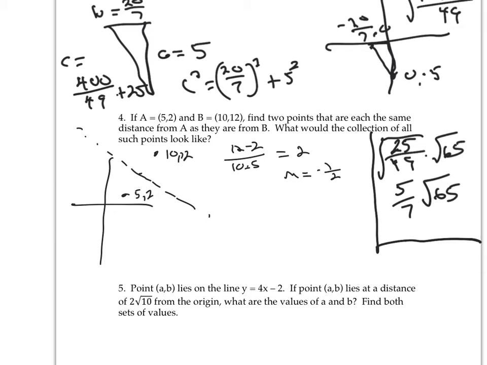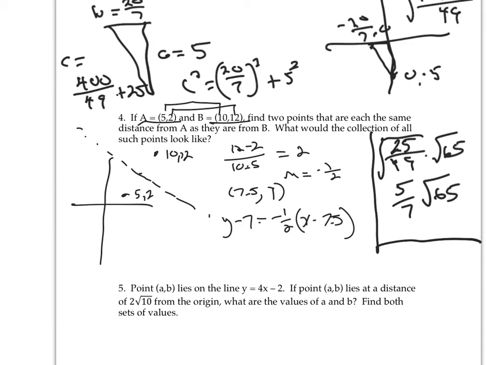We also know that it goes through the midpoint of A and B, and the midpoint is just halfway from A to B on the x and on the y. Halfway from 5 to 10 is 7.5, and halfway from 2 to 12 is 7, which is computed by taking the average of each pair. And so that means our line is going to have the equation y minus 7 equals -1/2 times (x minus 7.5). Any point that falls on the line will have to make that equation true.